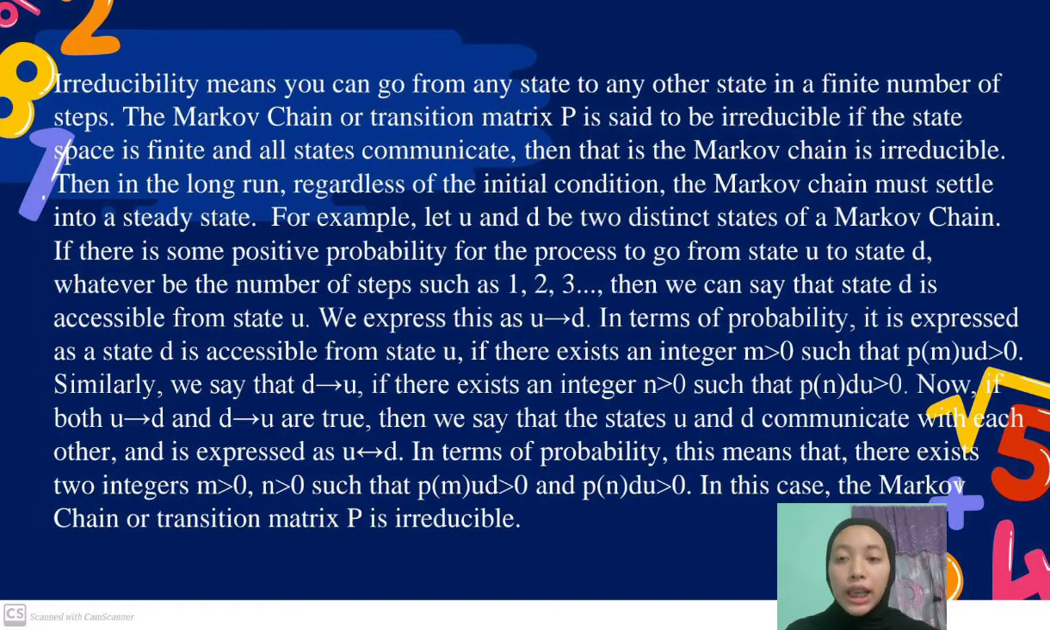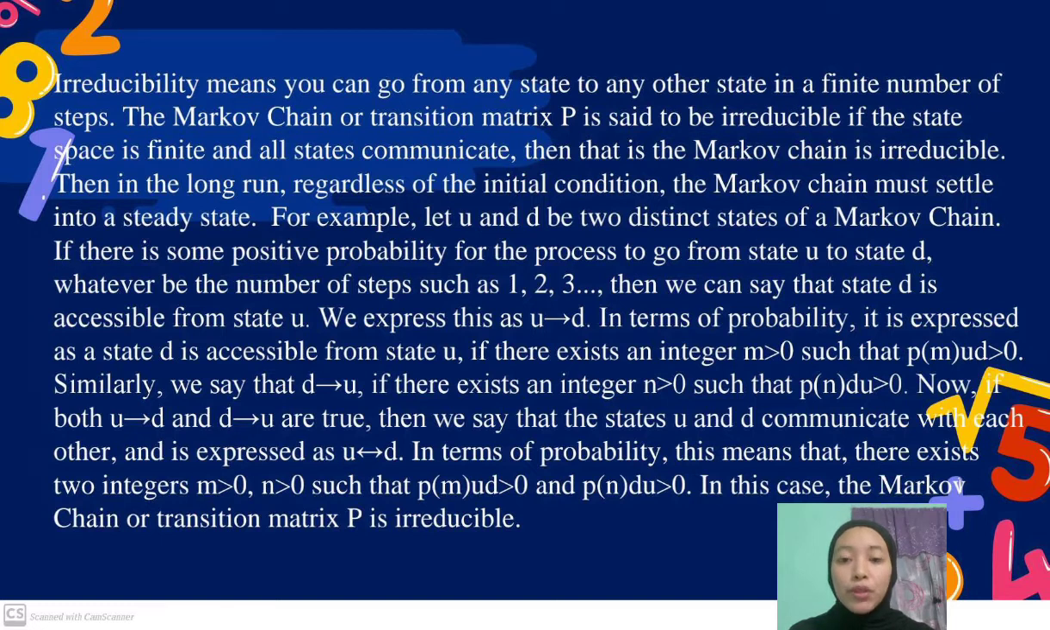For example, let U and D be two distinct states of a Markov chain. If there is some positive probability for the process to go from state U to state D, whatever the number of steps, such as 1, 2, 3, then we can say that state D is accessible from state U. We express this as U → D. In terms of probability, state D is accessible from state U if there exists an integer m greater than 0 such that P^m_UD is greater than 0. So too D → U.